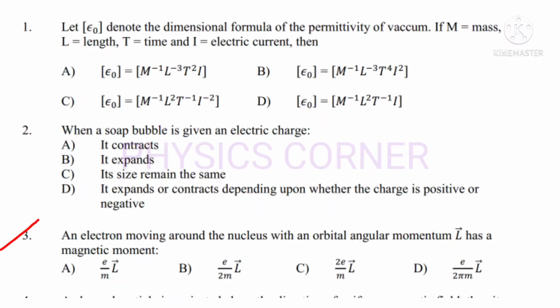Third question. An electron moving around the nucleus with an orbital angular momentum L has a magnetic moment. This is a direct question. We know that it's eL by 2m. Option B is the answer. I think that it does not need any explanation, right? So, we are moving on to the next question.